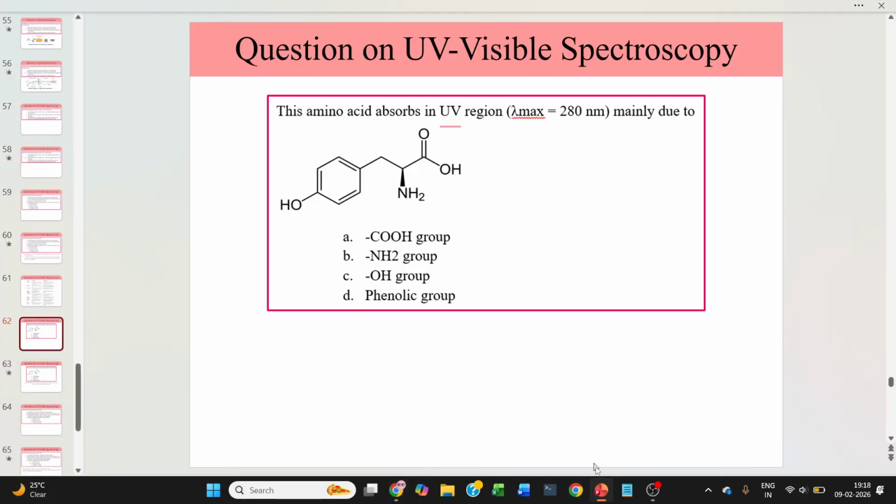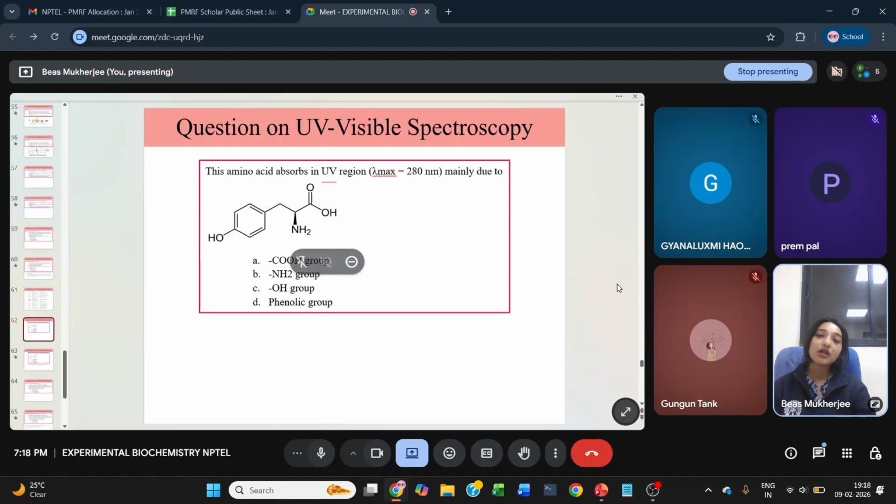Okay, you can read about this and then we can go for the next question. Now this amino acid absorbs in the UV region. 280 nanometer is the wavelength at which it absorbs. So lambda max is 280 mainly due to, so why do you think it absorbs at 280 nanometer?